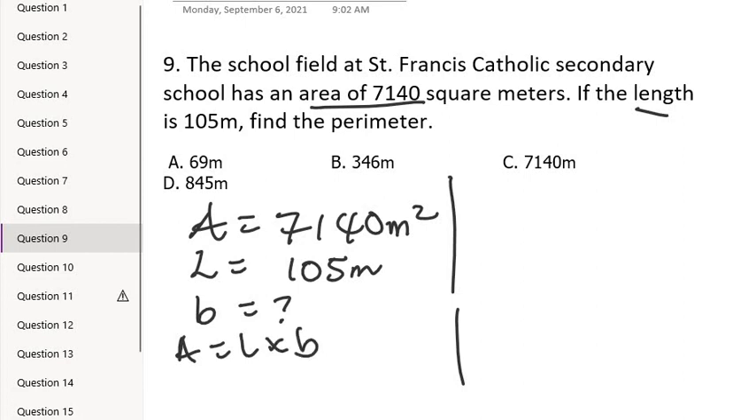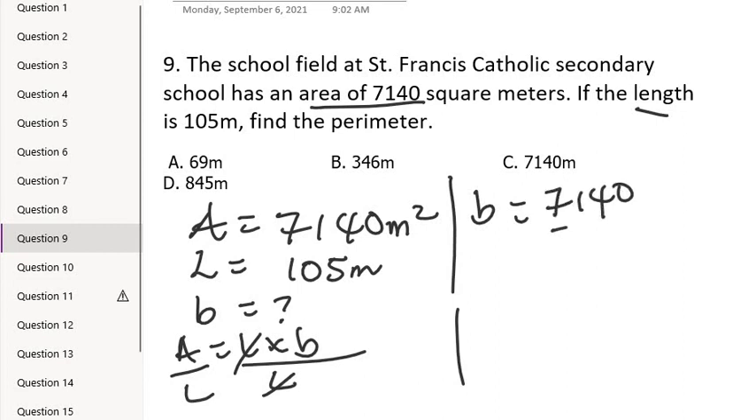To get the breadth, divide both sides by L. So breadth is area divided by length. B equals 7,140 divided by the length, which is 105. If you divide both sides, 105 will go into 7,140 68 times. So B equals 68 meters. With this information, I can solve for the perimeter now.